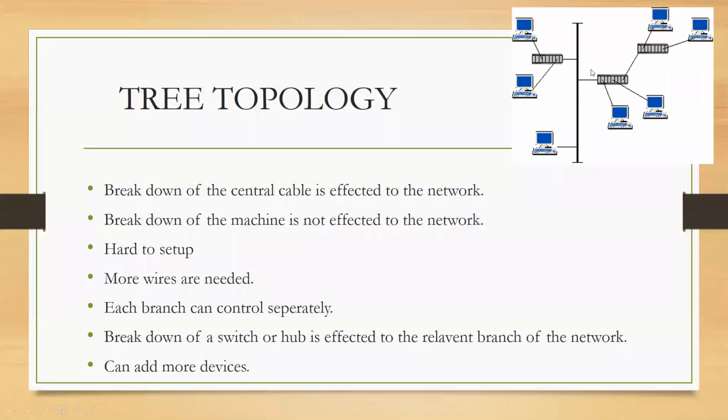So you can see both features in the tree topology, right? Here, breakdown of the central cable affects the network, right? Breakdown of the central cable affects that part, not the entire network, but one part is affected, right? Breakdown of a machine does not affect the network, right? If it breaks down, no problem. Other machines can work and the network also works properly.